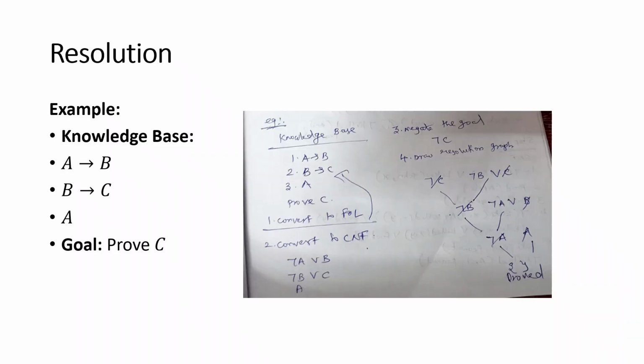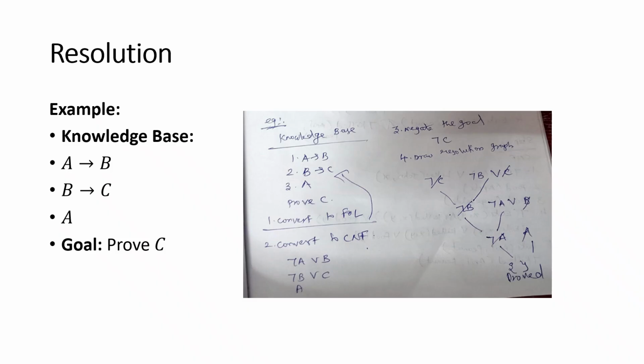After the conversion to conjunctive form, we can apply the negation rule. What is the proof here? We want to prove C. The negation rule is negation of C, so this is the third rule. Now we just draw the graph and we will get the proof. So after the negation, we take the negation of C.